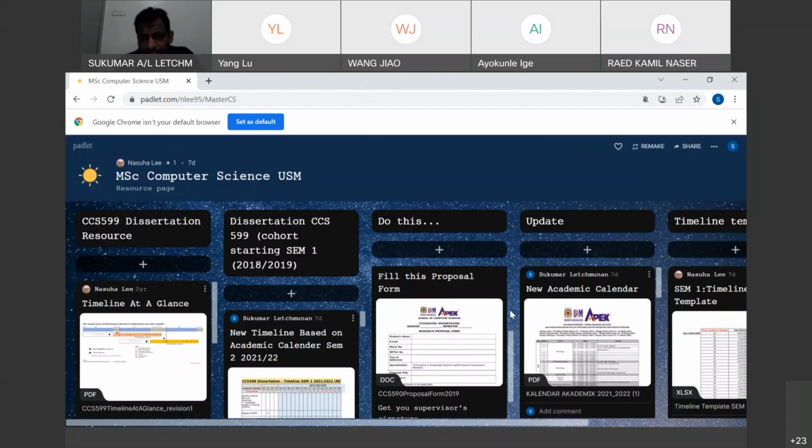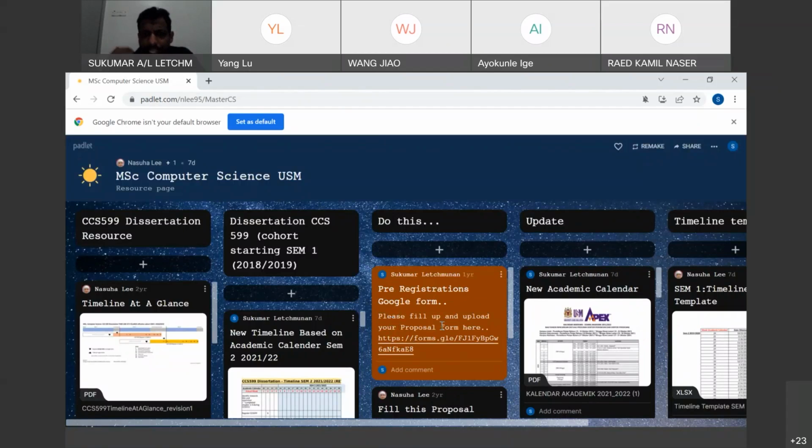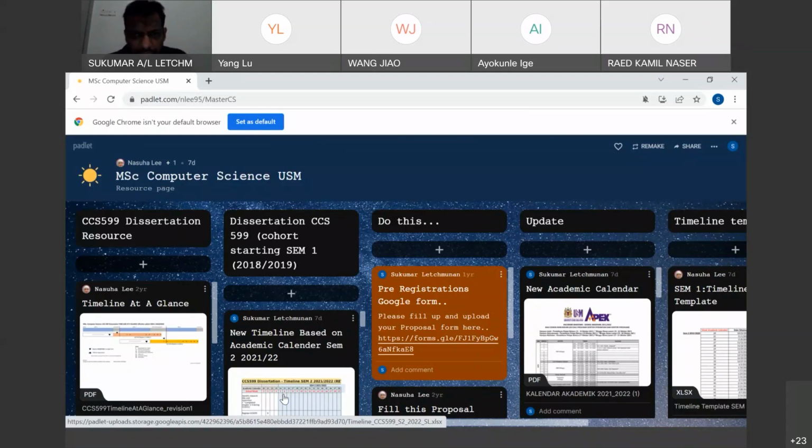But for now, even today, you can fill up this pre-registration Google form. This is the thing that I would like to highlight. The main thing is about your deadline, because most of the students think that CCS599 is only next semester, so it's still okay for me to relax now and think about it later. But you should know that your CCS591 already gives you a fire start, where you already start to do your proposal. Any question until now?